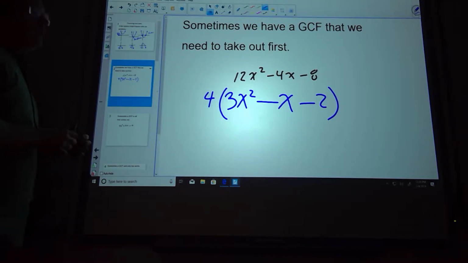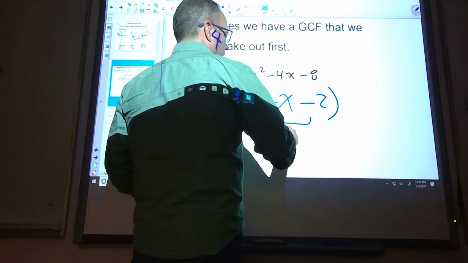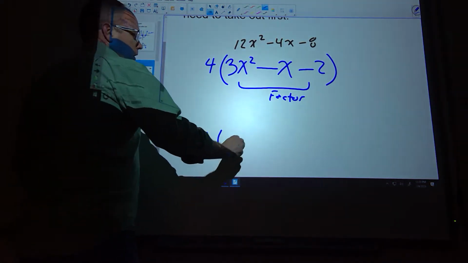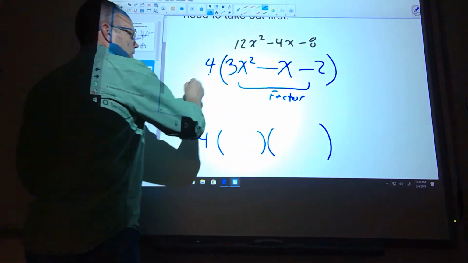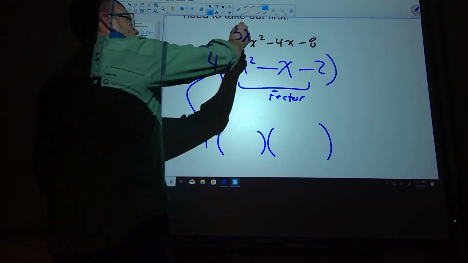Mm-hmm. So then we have to think, can we factor this still? And something we'll have to know is that the 4 has to come down. That 4 is right there. It's the greatest common factor. It's part of your answer. But then you have to take a look.